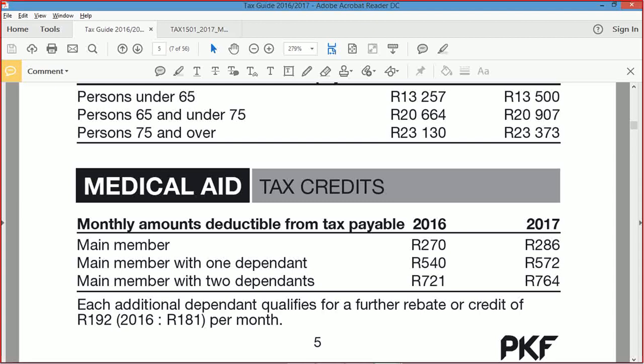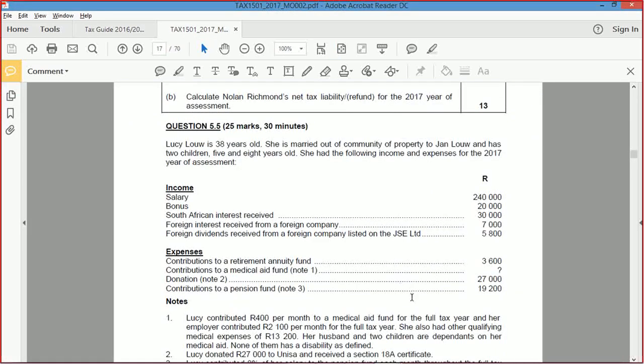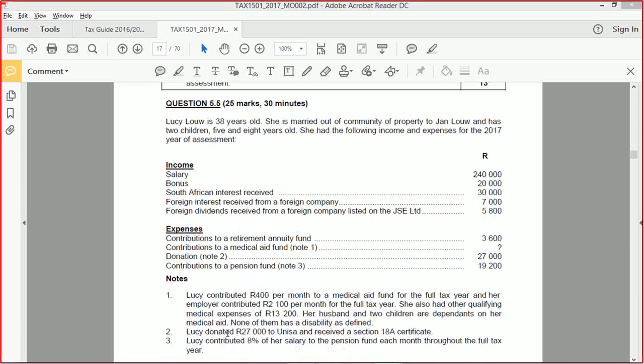Medical aid tax credits: monthly amounts deductible from tax payable. Main member, member with 1 dependent, member with 2 dependents. So we know she's already getting a benefit from the medical aid. Do you agree? Yeah. We need to know how much she is allowed as a deduction. We're looking at her tax credits, so they will be in line with the number of family members she has. Coming back here, we had husband and 2 children.